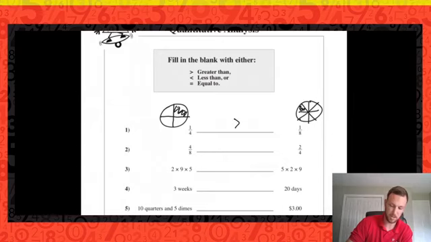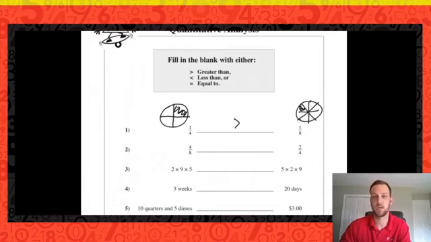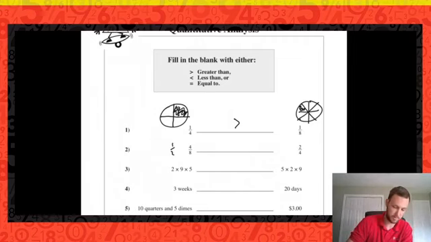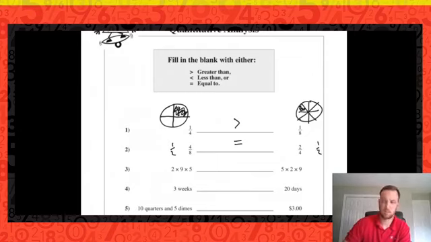If I cut something into fewer pieces, and that's what the denominator is, the number of pieces that I cut my whole into, then if my numerator is the same, the smaller denominator is going to be a bigger piece. Number 2, we're looking at 2 different ways of saying half, right? 4/8 is the same thing as 1/2, and 2/4 is the same thing as 1/2, which means that those are equivalent.